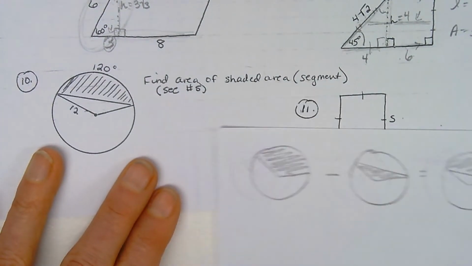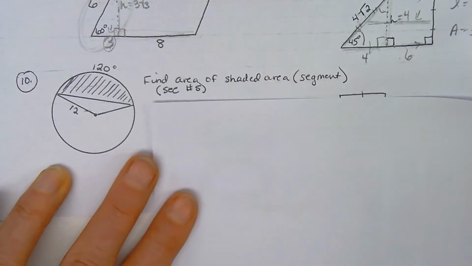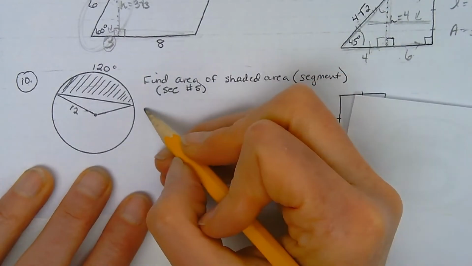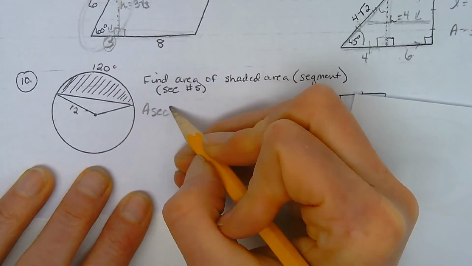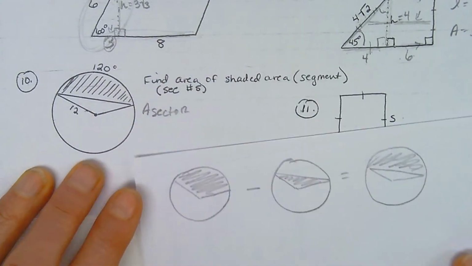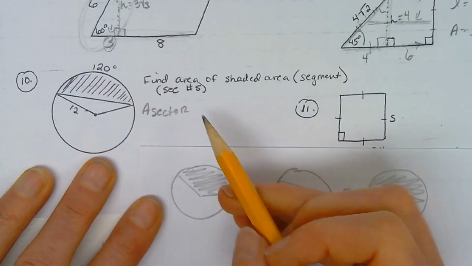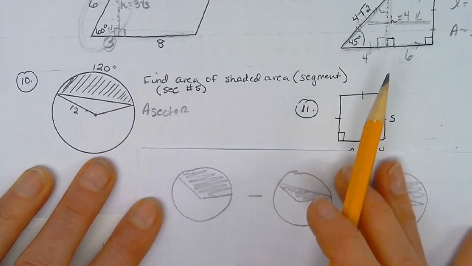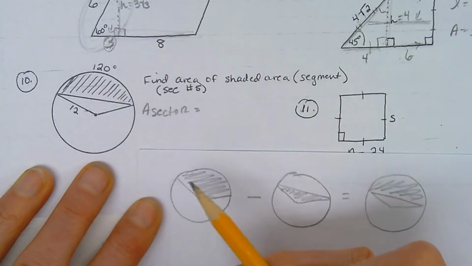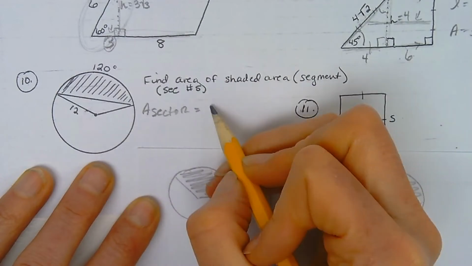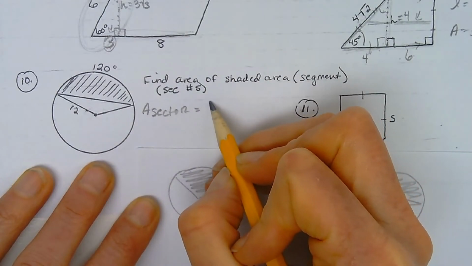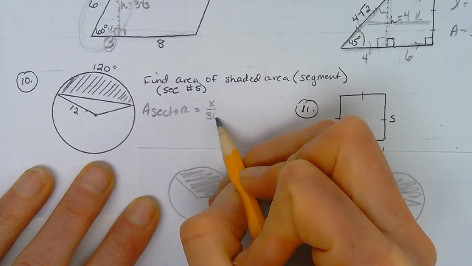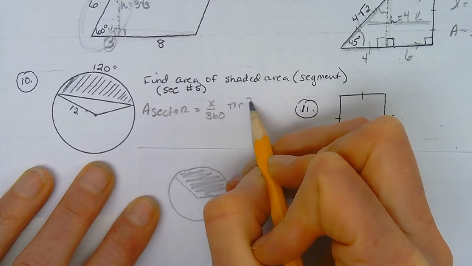So to find the area of the shaded segment, first we'll find the area of the sector. Then we'll find the area of the triangle, and then we'll subtract. So the area of the sector, this whole sector, is equal to x over 360 pi r squared.